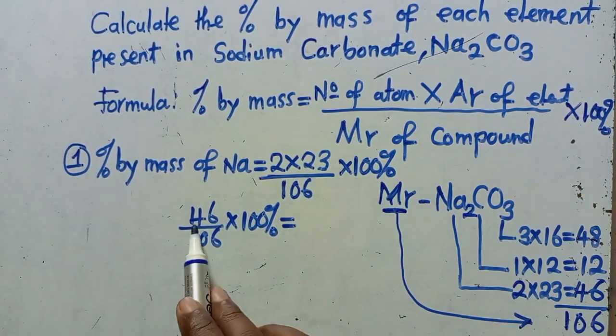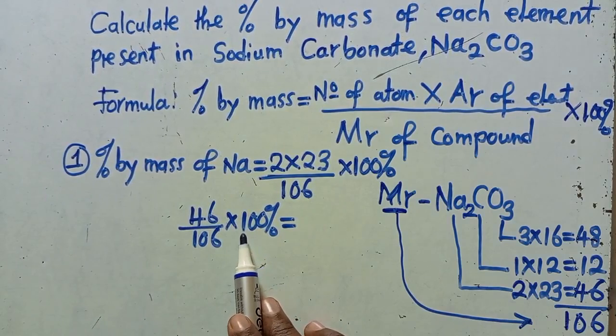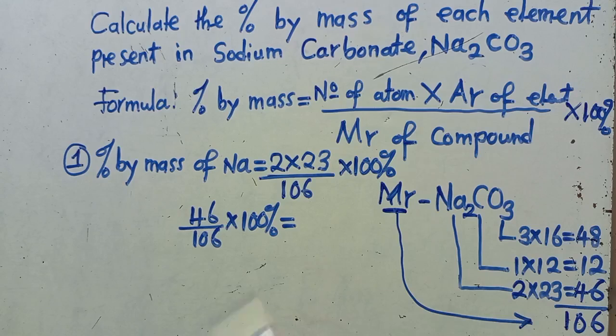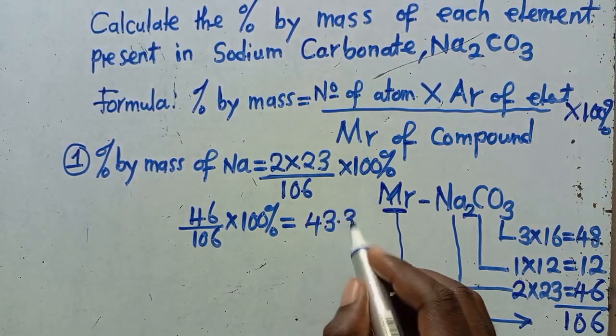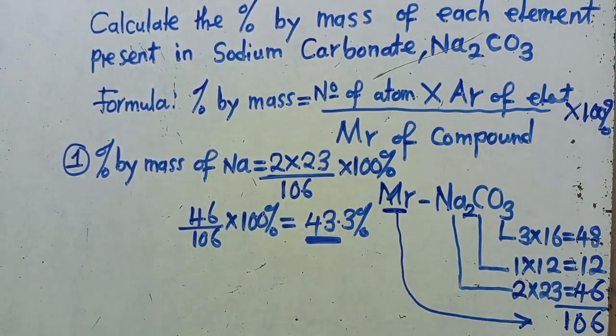You say 46 times 100, you are going to get 4,600. Divide it by 106. The answer that you are going to get is 43.3%. So this is for sodium.